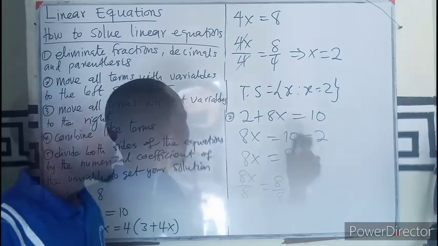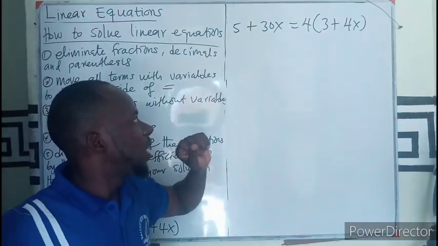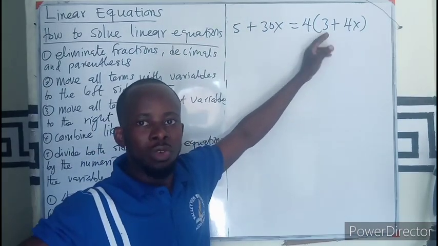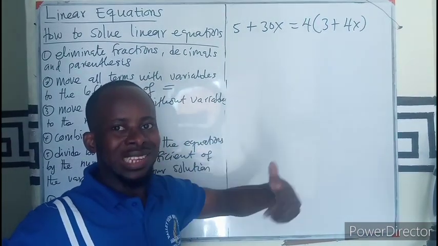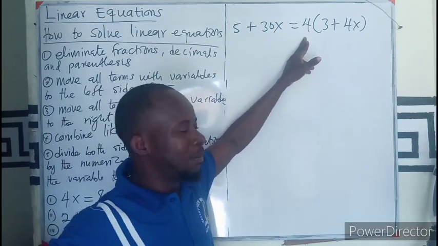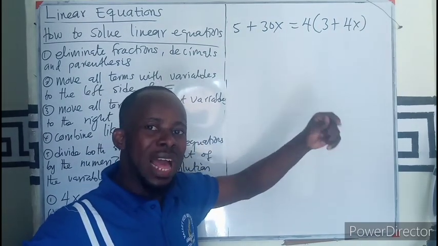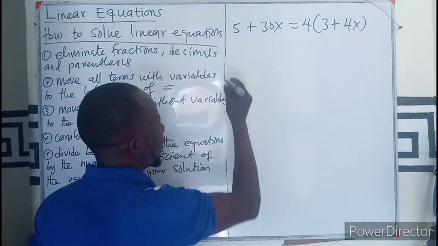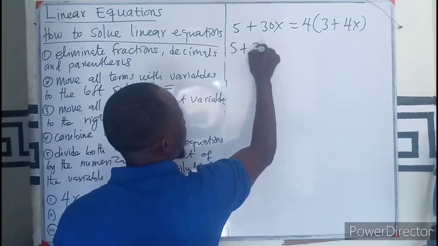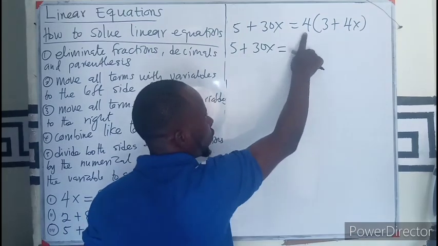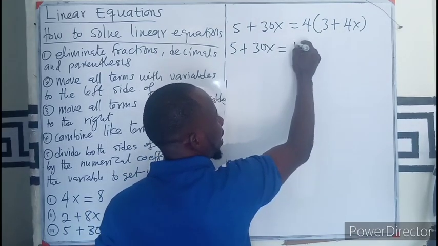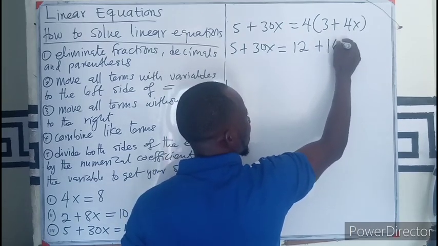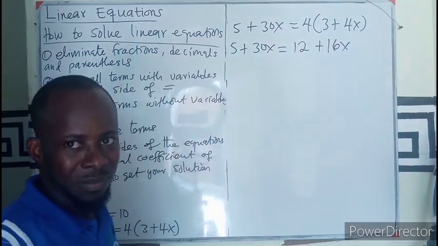Let's go to the third one. So with this, we can see there is no fraction, but there is a bracket, the parenthesis. So the bracket must be opened, that is expanding, using the term in front of the bracket to multiply every individual term in the bracket. So I maintain my 5. 30x equals to 4 times 3. That will be 12. 4 times 4x, that will be 16x.